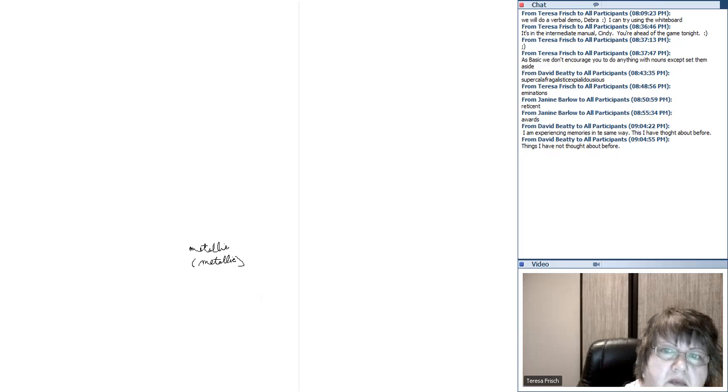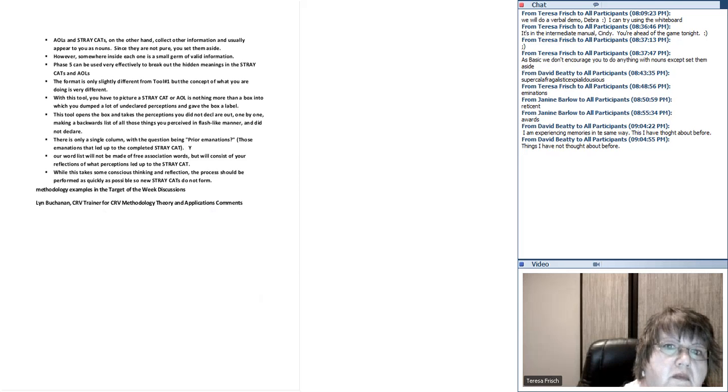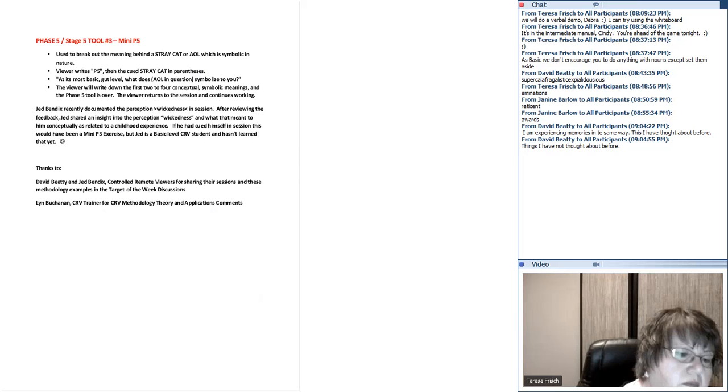But once you get into the higher stages of training, once you're past the basics, then we go into all the different kinds of ideograms, all the different kinds of stray cats and AOLs, all the different kinds of analytic methods. That's when we start turning it into a science. And so when you find a stray cat where you just got all these impressions, and so you went and decided what it was and wrote it down, give it a try. If it's that kind of stray cat, give it a try.